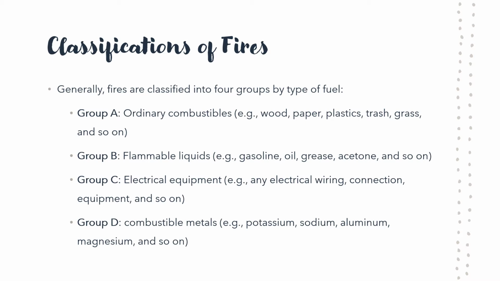Generally, fires are classified into four groups by type of fuel. Group A are the ordinary combustibles like wood, paper, plastic, trash, grass, and so on, mainly the solid materials that can be combustible. Group B, flammable liquids: gasoline, oil, grease, acetone, and so on. Group C, electrical equipment, like faulty electrical wiring, connection equipment, and so on. And Group D are the combustible metals like potassium, sodium, aluminum, magnesium, and so on.